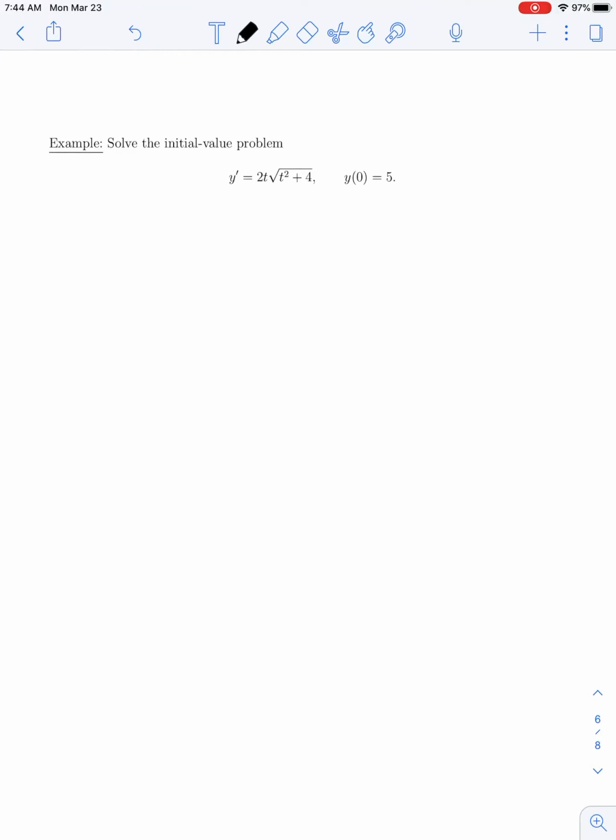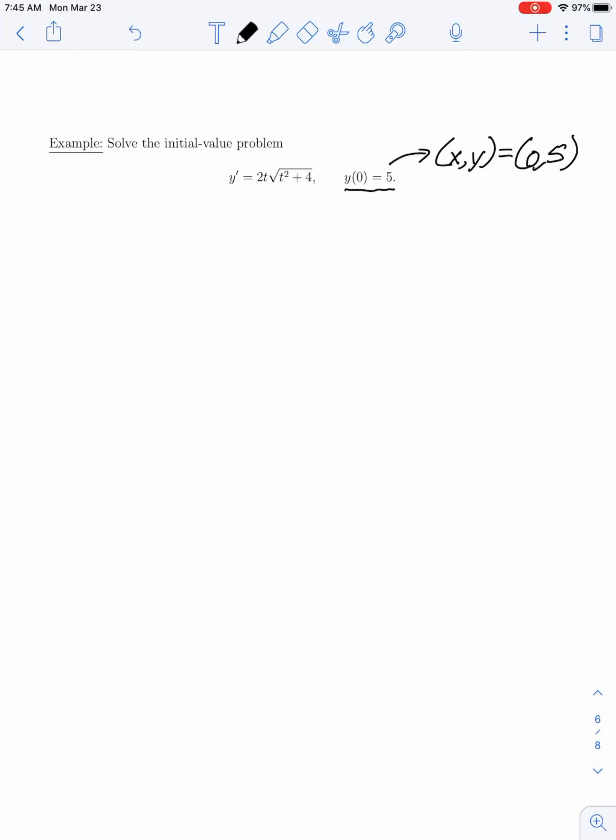So in our next example, we have a similar problem. We were asked to solve the following initial value problem where y prime is a given function of t, and our initial condition is y of 0 equals 5. So this means that our curve, the graph of our solution, must pass through the point (0, 5).